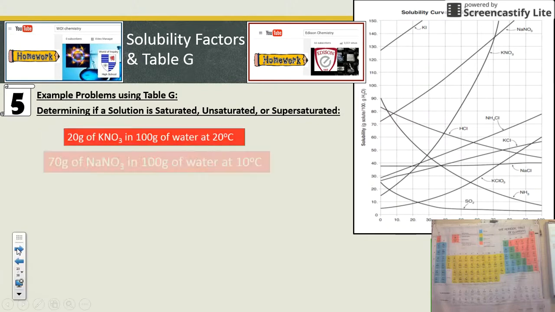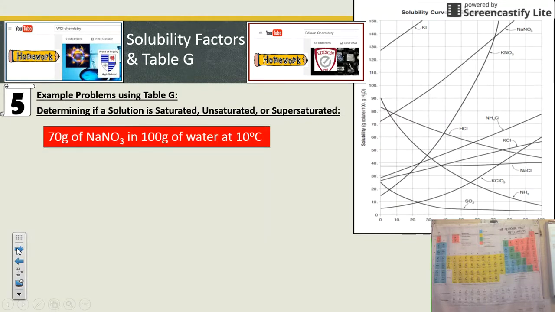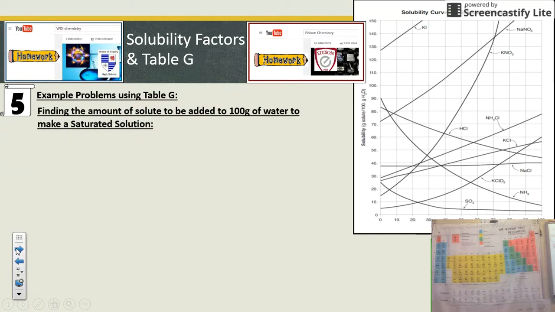Okay. Next example, 70 grams of NaNO3 and 100 grams of water at 10 degrees Celsius. You get your 10 Celsius, 70 grams of solute. The point of interest is right about here. NaNO3 is above. We've got our unsaturated scenario. Okay? You write it down. So we're using the chart, we're comparing numbers to the curves, and we're deciding if we can add more or less.